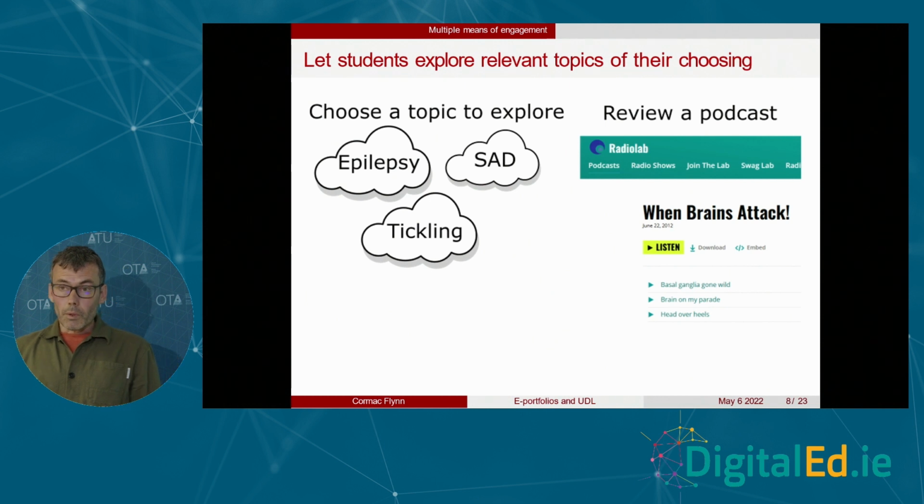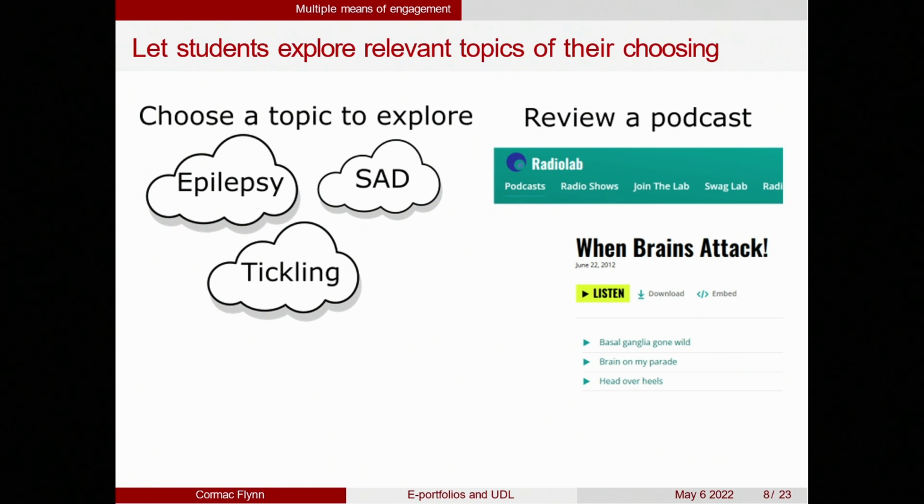So within the tasks, there's generally always a choice for what the student can do. So for example, on the left-hand side, one task would have been, while we're doing the nervous system, to go out and research a particular topic. And the choice of topics might have been epilepsy, seasonal affective disorder, or tickling. So they can look at that, examine those topics, and they make the connections between those research topics and what they're covering in the class. So they're making some clear connections there.